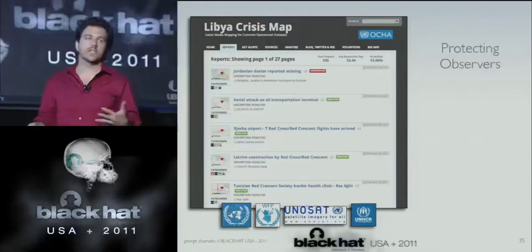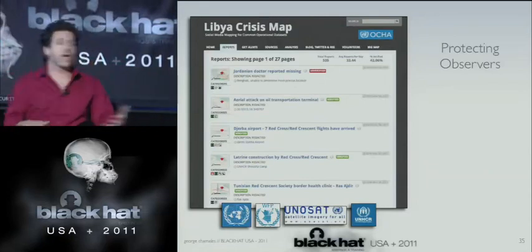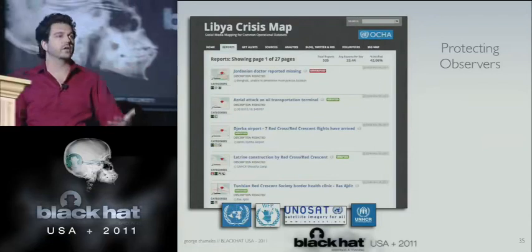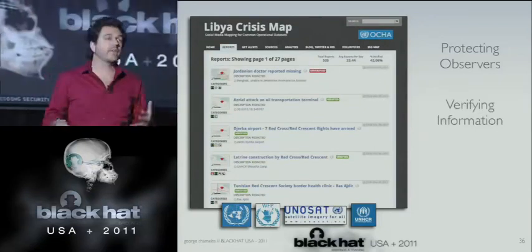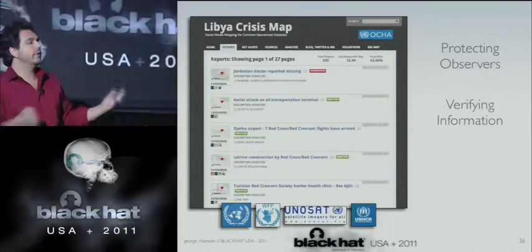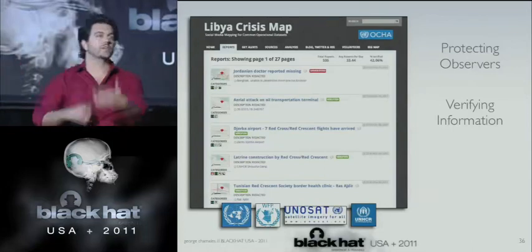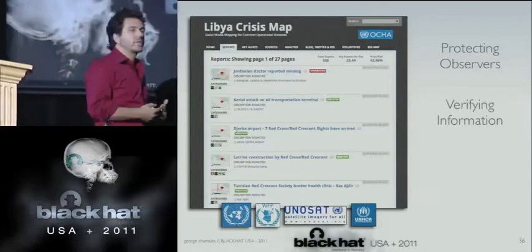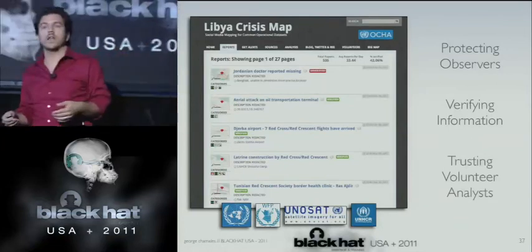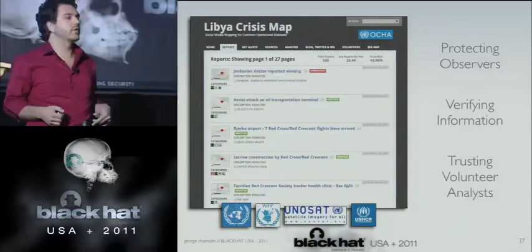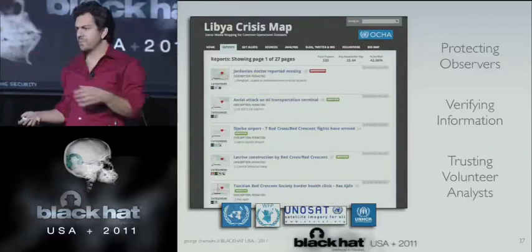The biggest one is protecting our observers. We're collecting firsthand accounts of people on the ground, so we want to make sure that those people are not going to be targeted as a result of their actions. Next, we had to verify information. We were getting a variety of information that was going to be used by response organizations. So there were a lot of issues and concerns about manipulation and how do we know that something is true. And we did the whole thing using volunteer analysts on the internet, which is itself another big security concern. We have just anybody coming in who's working on this platform.